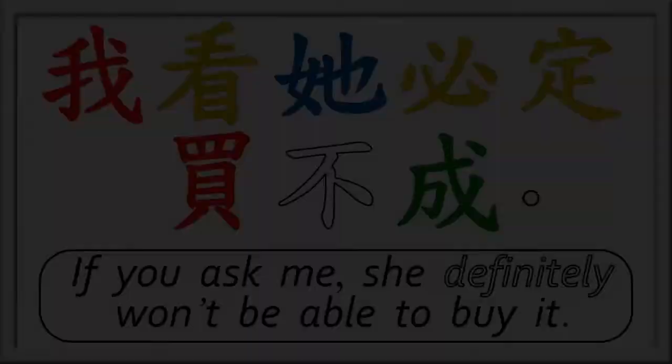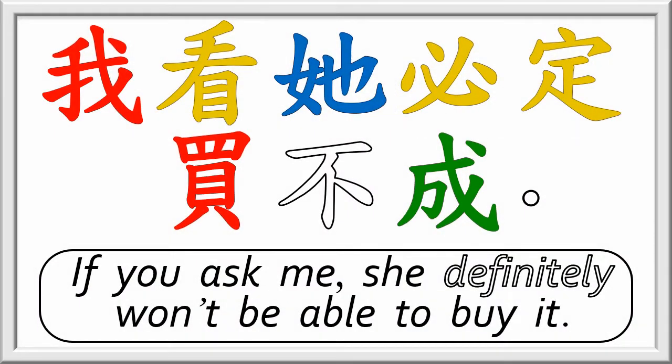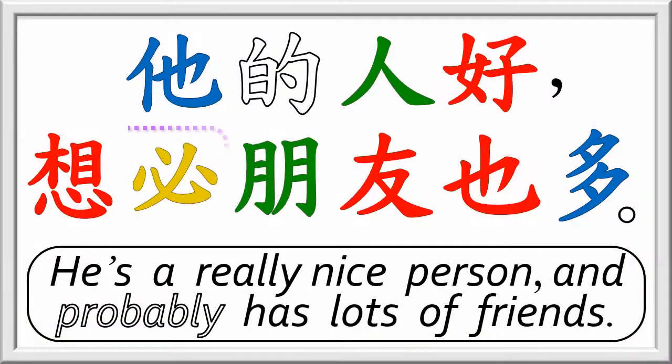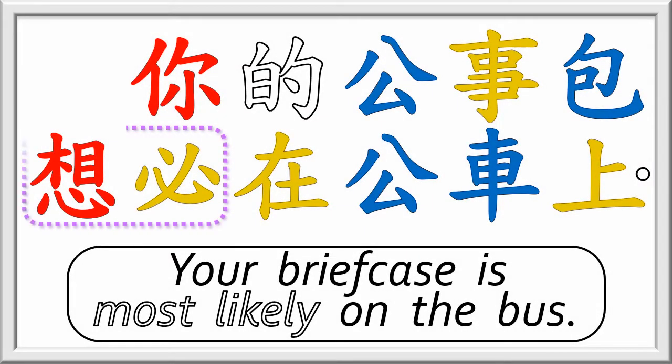必定 is another emphatic combination, meaning most certainly. Be sure to. 我看她必定买不成. As I see it, she definitely won't be able to buy it. 想必, literally, I think it must be, means presumably or probably. 他的人好，想必朋友也多. He's a really nice person, got a great personality, and probably has lots of friends. 你的公事包想必在公车上. Your briefcase is most likely on the bus.